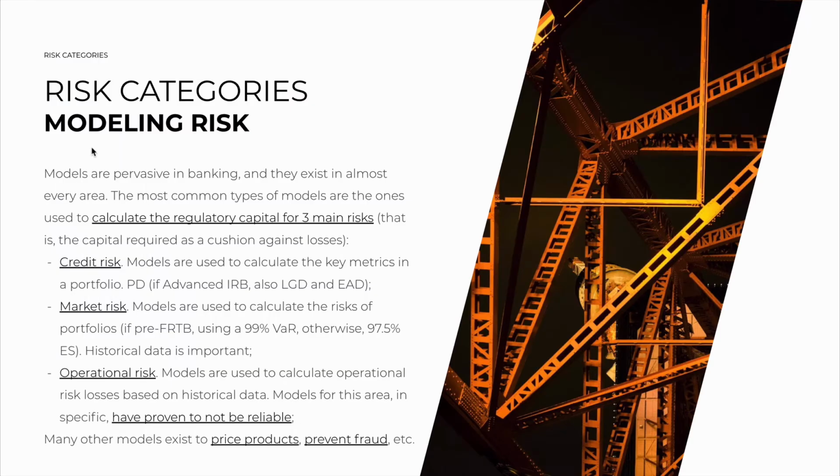It's important to note that models are pervasive in banking and other financial activities, and they exist in almost every area of it. There is an algorithm to estimate a component of pretty much everything. The most common types of models in a bank, and arguably the most important ones, are the models used to calculate the regulatory capital for the three main risks. This is part of microprudential regulation, and these are the models used to calculate the capital that is required as a cushion against losses from these risks.